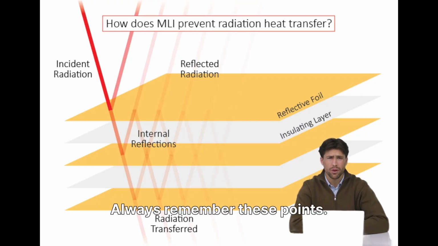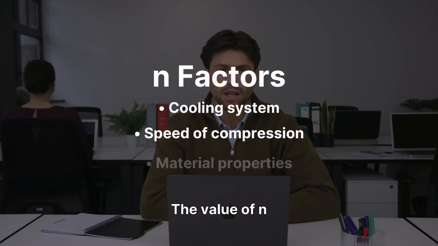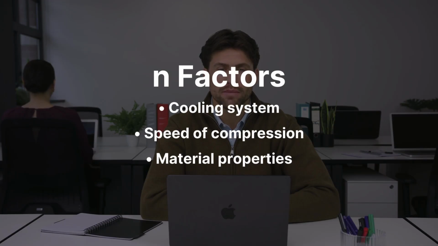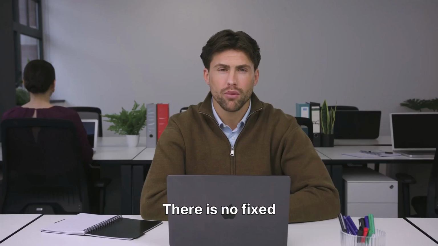Always remember these points. Lower N means more heat transfer. Higher N means better insulation. The value of N depends on cooling system, speed of compression, material properties, environment, design of the machine. There is no fixed value. Each machine has its own N.